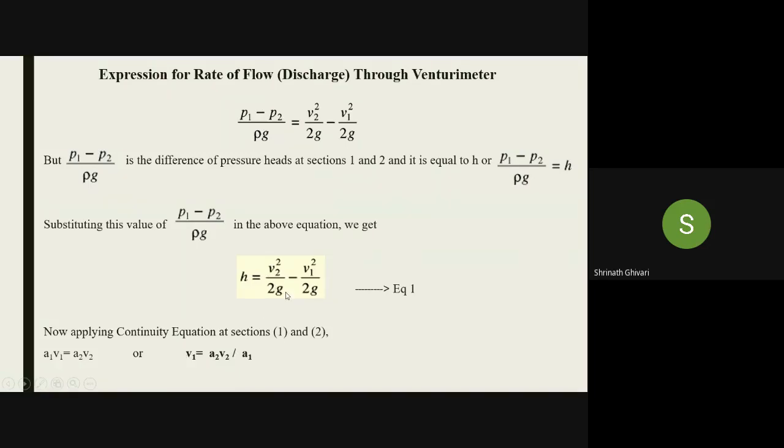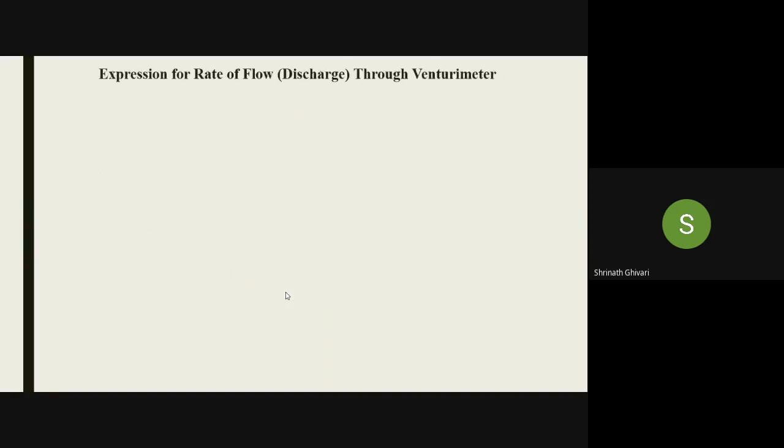Can anyone substitute and tell me what is the answer for V2? What will be the value of V2 at the end? I have substituted: H equal to V2 square by 2g minus V1 square by 2g, but V1 is what? A2 V2 divided by A1, whole square, by 2g. Can anyone get me the equation for V2?